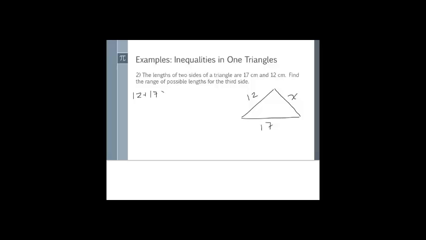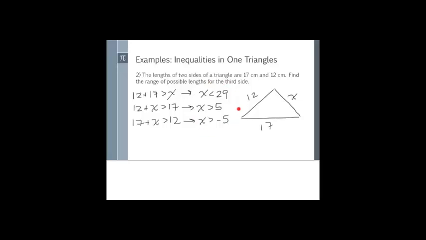12 plus 17 must be greater than x. 12 plus x must be greater than 17. And 17 plus x must be greater than 12. So we're actually going to solve all of these three inequalities separately. The solution of the first one is that x is less than 29. The solution to the second one is x is greater than 5. The solution to the third one is x is greater than negative 5. Okay, so we're going to take a look at these answers.